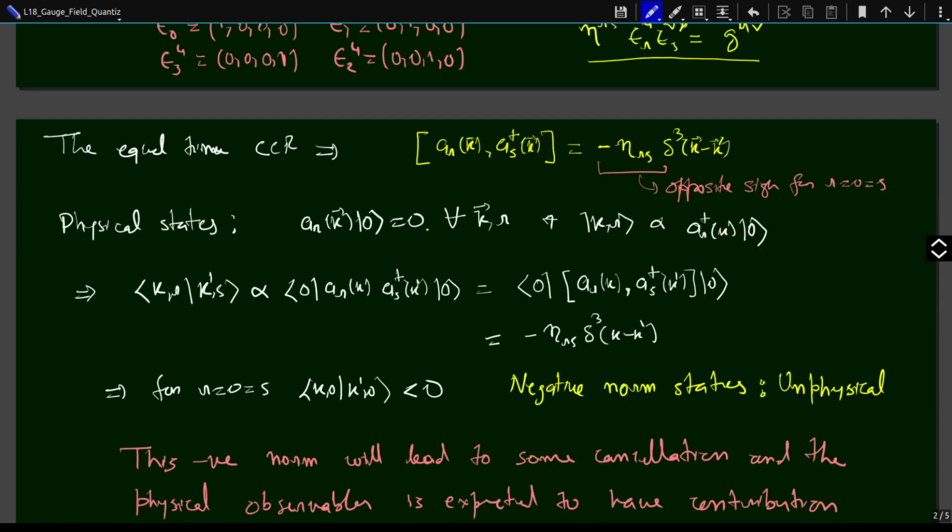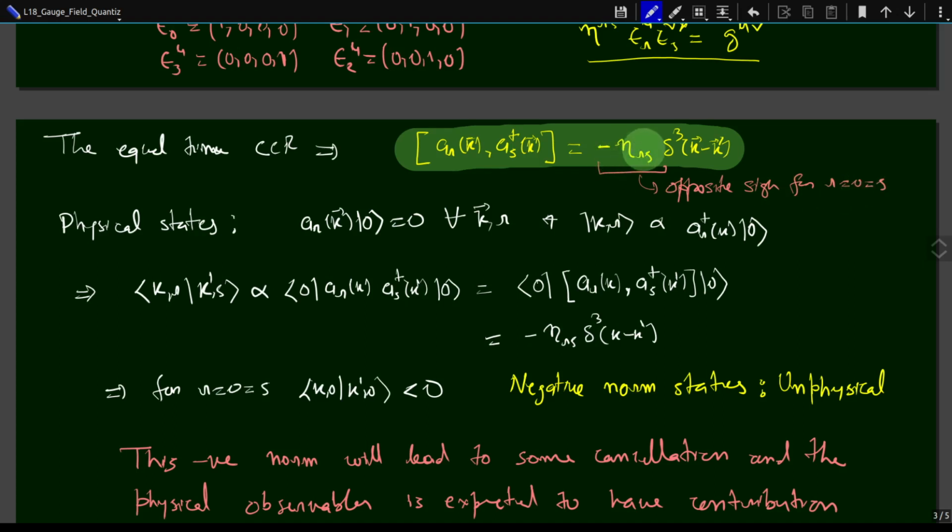Now if we put these expressions in the equal time commutation relation, then what we find after doing the computation, which I'm not showing over here, is similar to finding the Hamiltonian and all this stuff. So what you will get is this particular expression. Again we note the opposite sign. It's minus eta rs. It means it is opposite only for the r equal to 0 and s equal to 0 case.